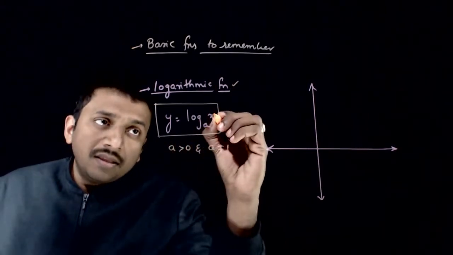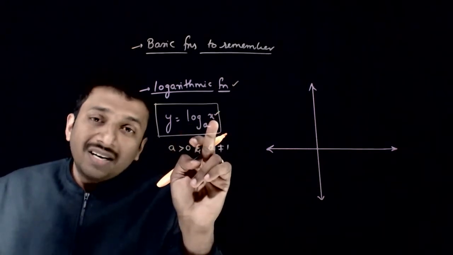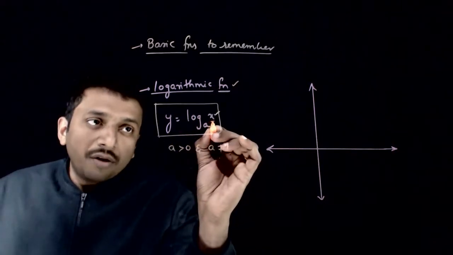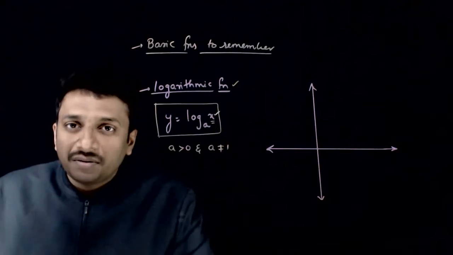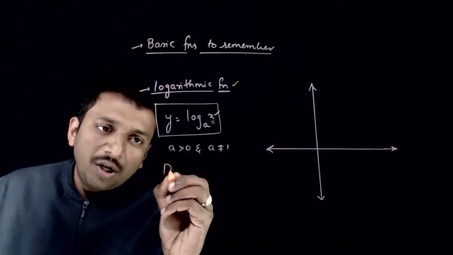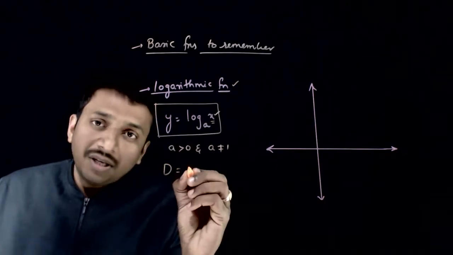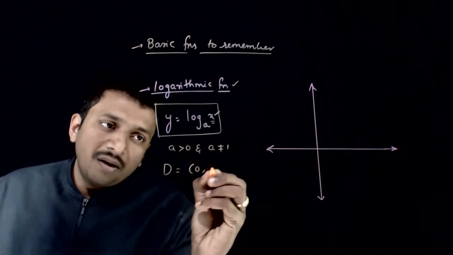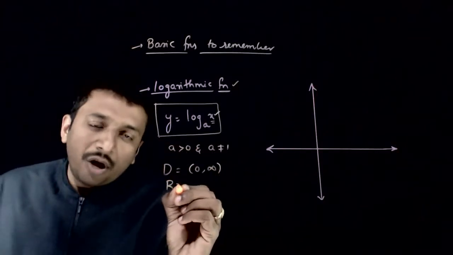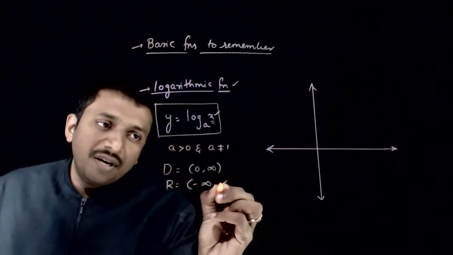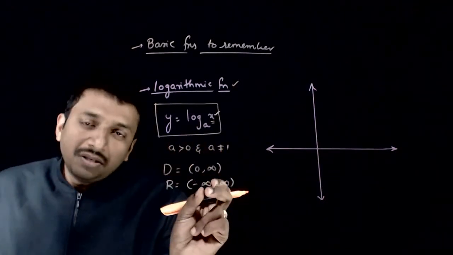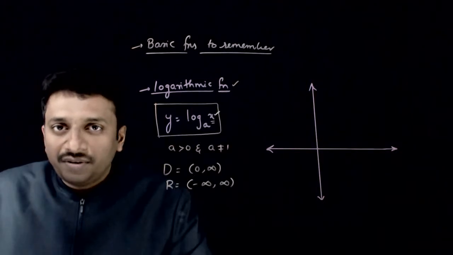And the logarithmic function is defined only for positive real numbers. So inside the log function, you cannot have a negative number. Log of negative numbers is not defined. So the domain of the logarithmic function is open 0 to infinity, and the range of the logarithmic function is minus infinity to infinity. So the values of the logarithmic function extend from minus infinity to infinity.